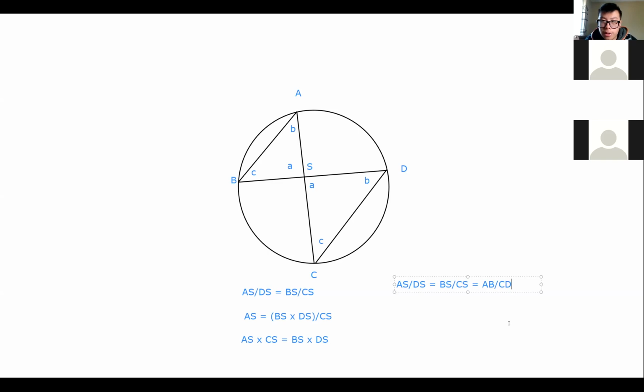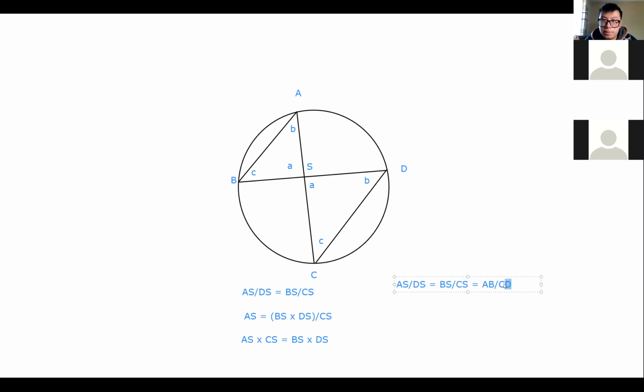And the order of these ratios matters, where the numerator and the denominator are. If you have one triangle's side lengths on the numerator, they all have to stay on the numerator. Otherwise, this comparison of ratios doesn't work. So AS, BS, and AB all have to be in the numerator, and DS, CS, and CD, those are side lengths from the other triangle. They have to stay in the denominator.